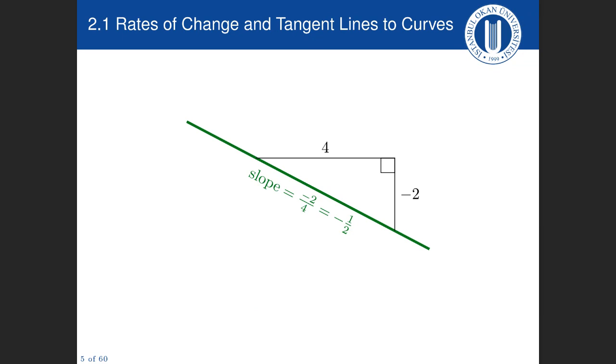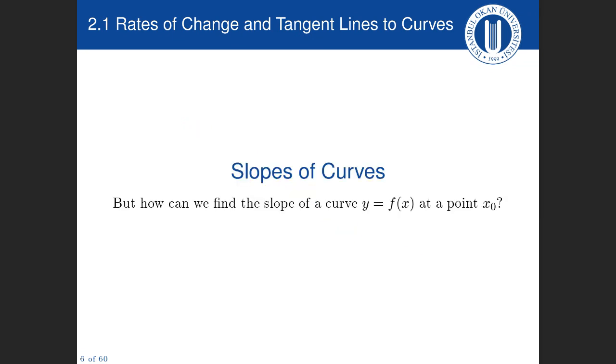Now I have a line which is sloping downwards. Slope here is minus 2. Because we're going down, we use a minus sign, divided by 4, or minus a half. So that's slopes of lines. Just draw a triangle, measure the height of the triangle, measure the base of the triangle, and do height divided by base.